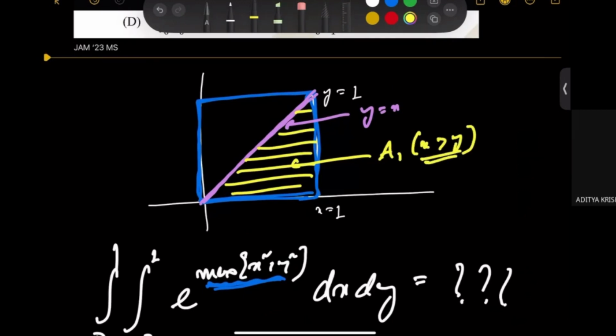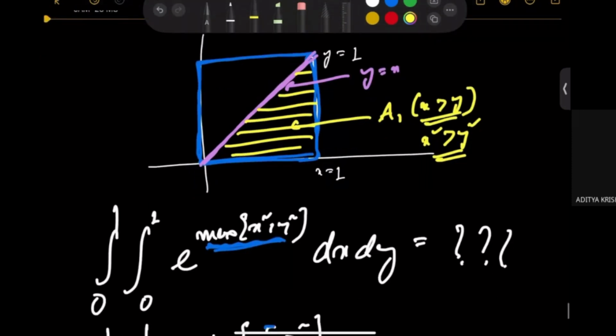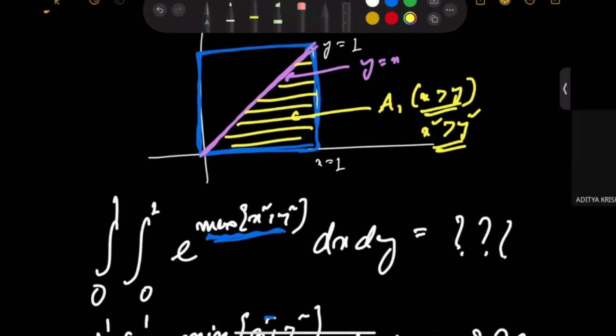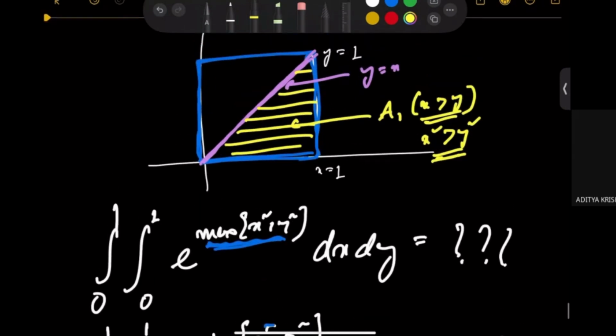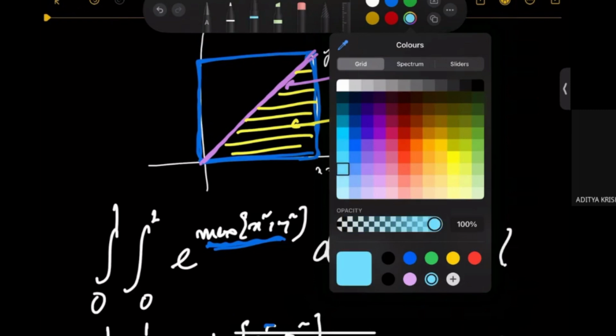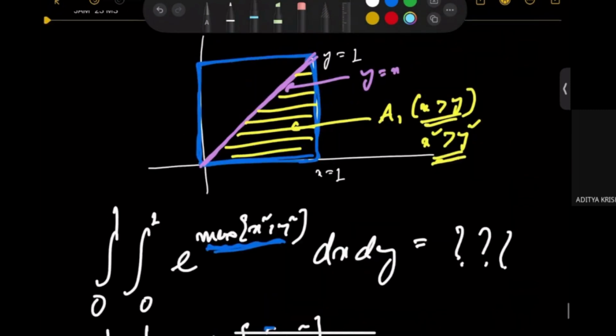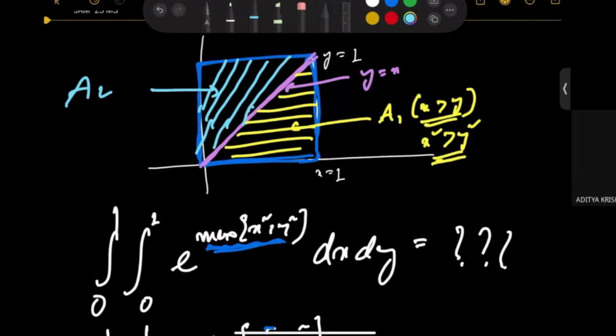If x is greater than y, then definitely x squared is greater than y squared, right? And when x squared is greater than y squared, we will have the max and min of this to be x squared or y squared, depending on which function we are choosing, correct? Likewise, in this region, which I'll call A2, x is less than y, and so x squared is less than y squared in A2.